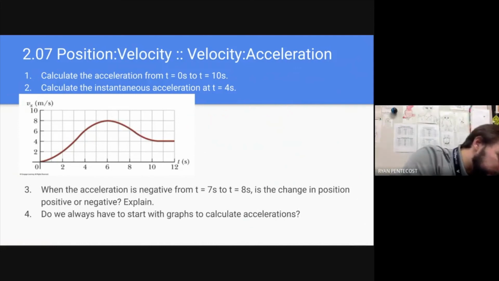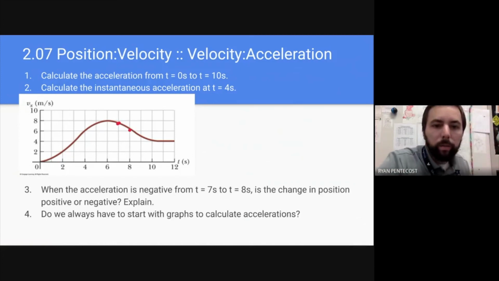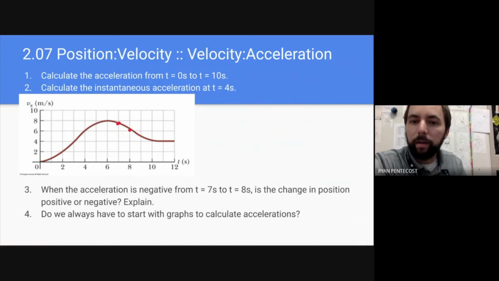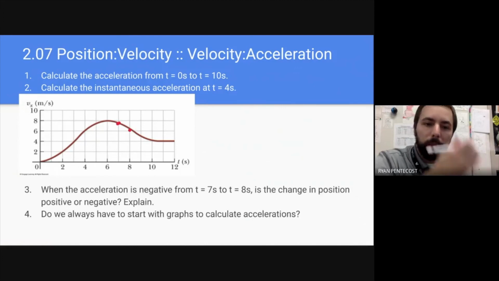If we look at the velocity value at 7 and at 8, it's about 8 meters per second, and you slow down to about 6 meters per second. So even while you're slowing down to 6 meters per second, you're still moving forward at a decent speed, right? Around 7 meters per second during that time frame. So you're still moving forward with a positive velocity.